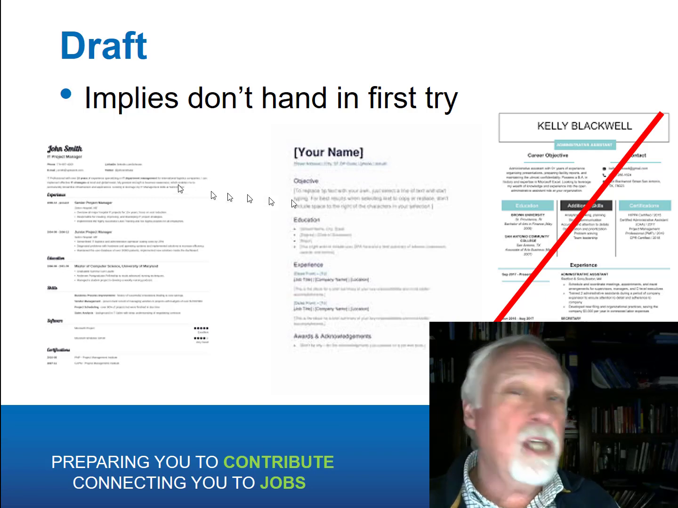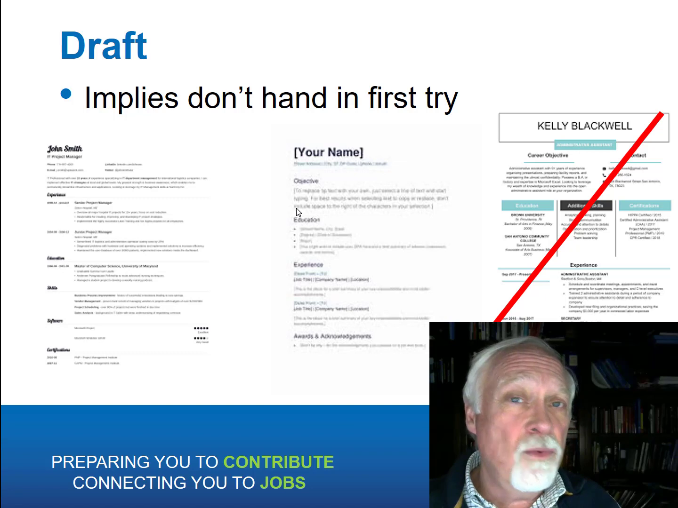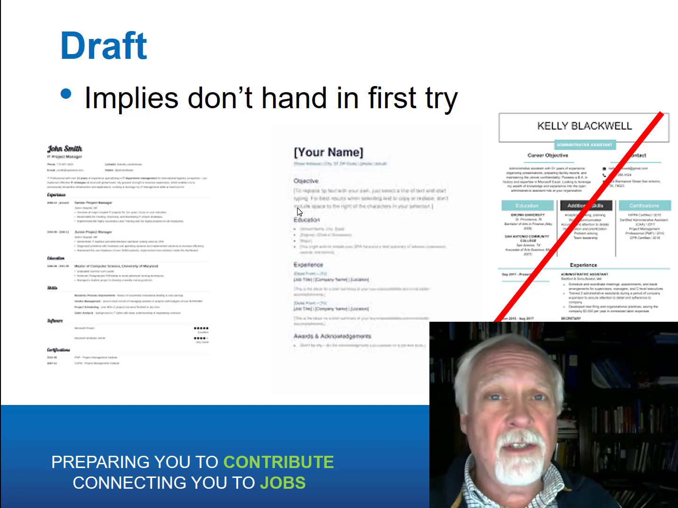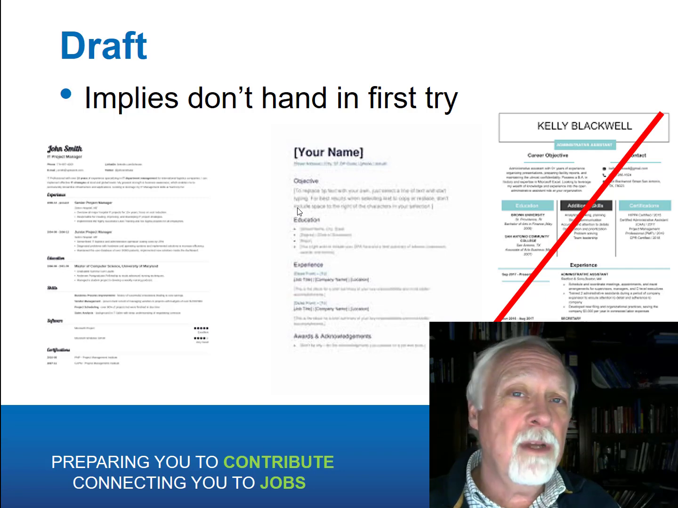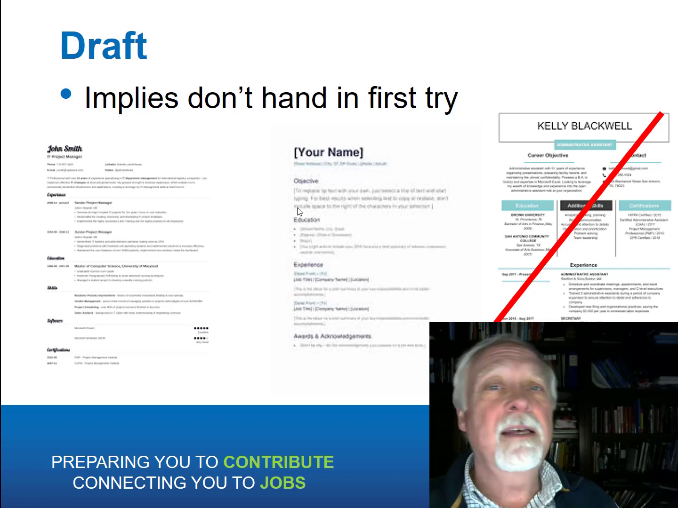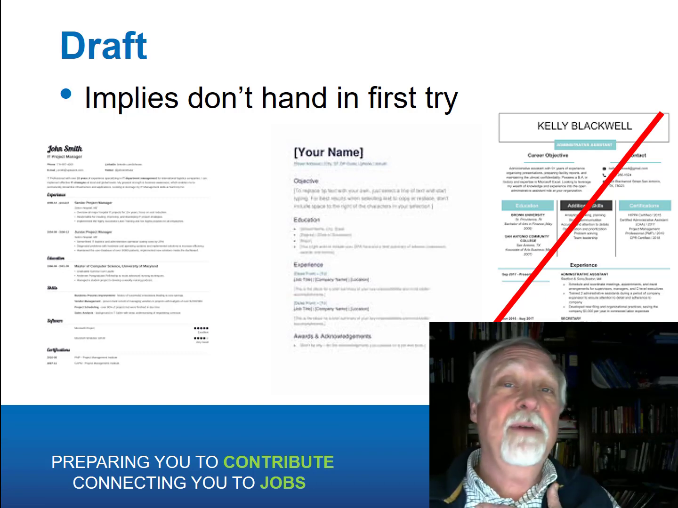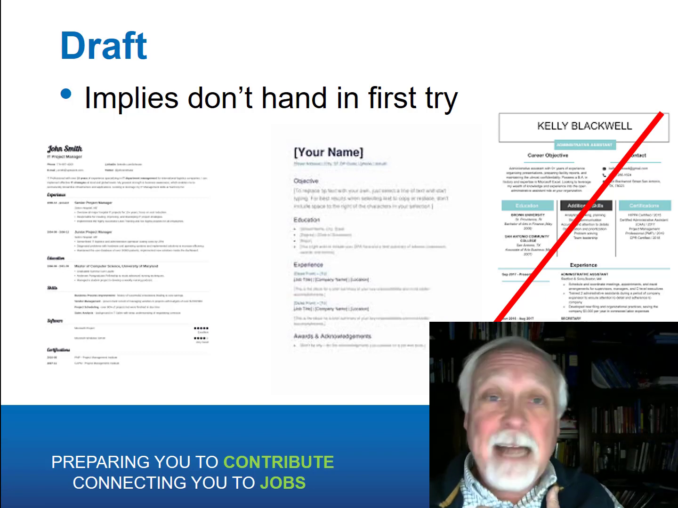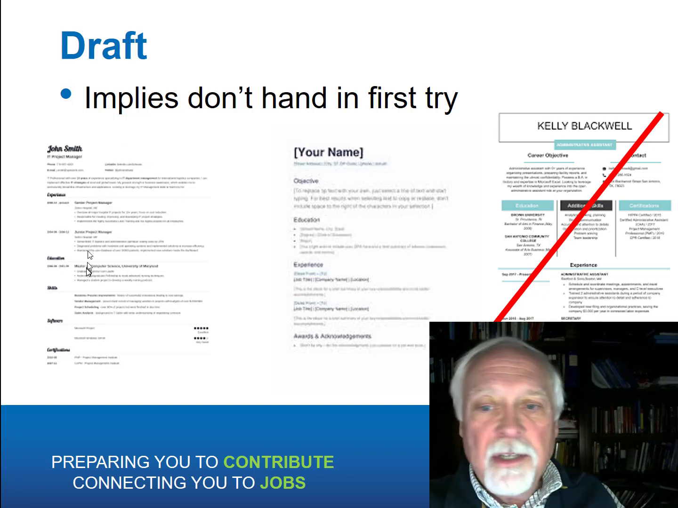Both of these have an objective statement. I question that unless your objective statement really says something about you and says something attractive. I had a job applicant one time tell me, I'm just trying to learn manufacturing from the ground up. Well, to a manufacturing person, that warmed my heart and actually set her apart from the other candidates that I had. This has experience and education.